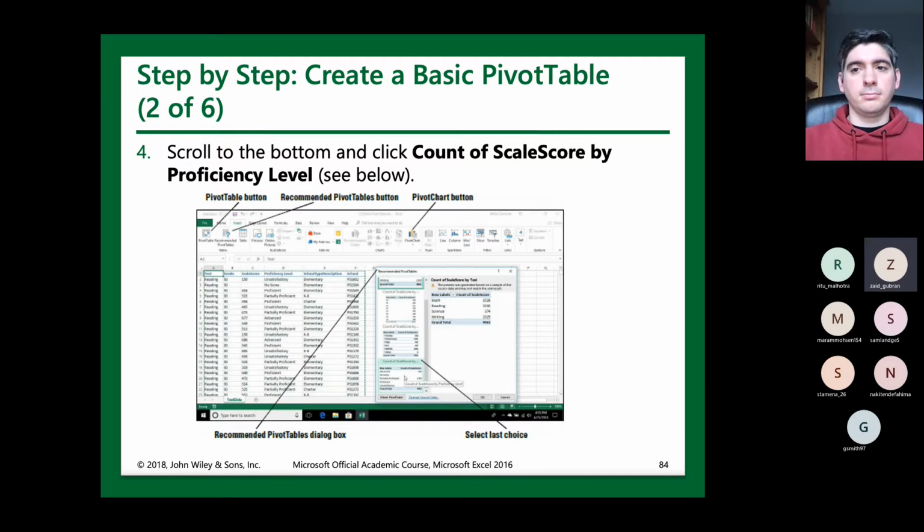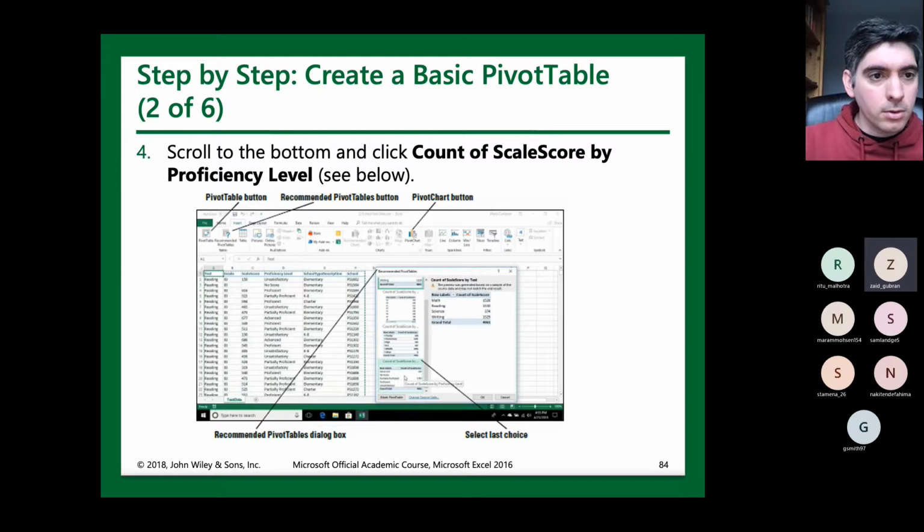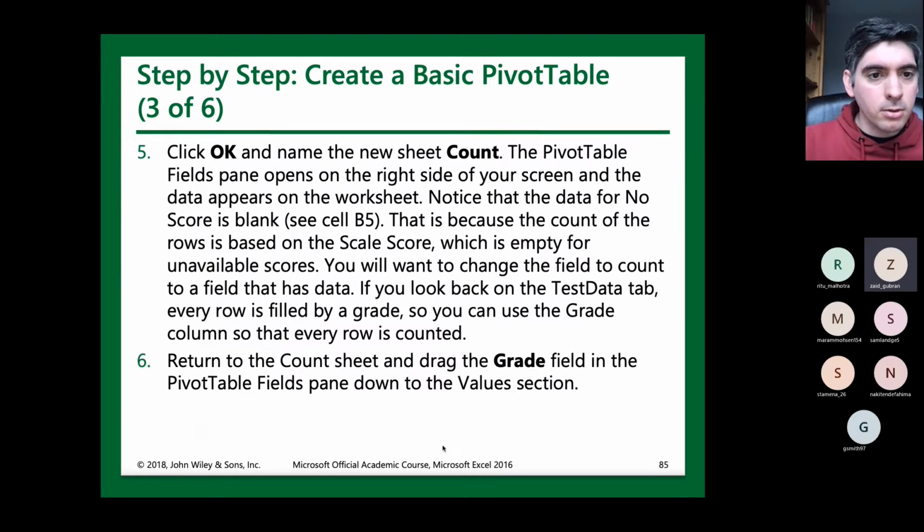Hi, Ian. I have a question. Sure. It says return to the count sheet and drag the grade field into the pivot table field. I don't know how to do that. I don't get that part. So let's just go. So on the count sheet and drag the grade field.